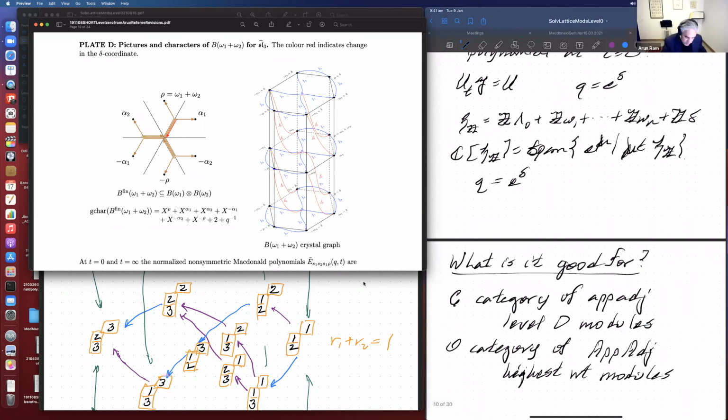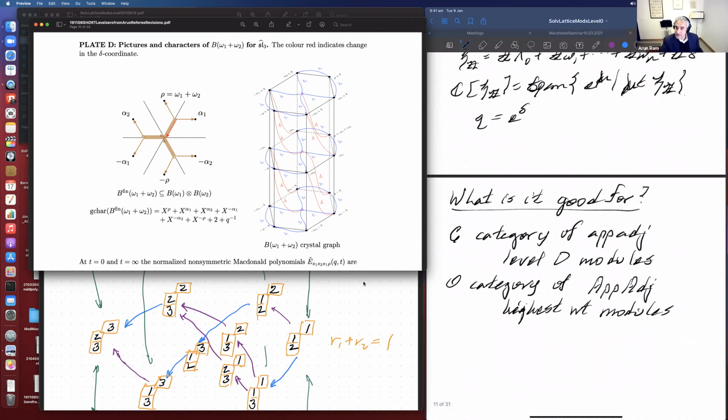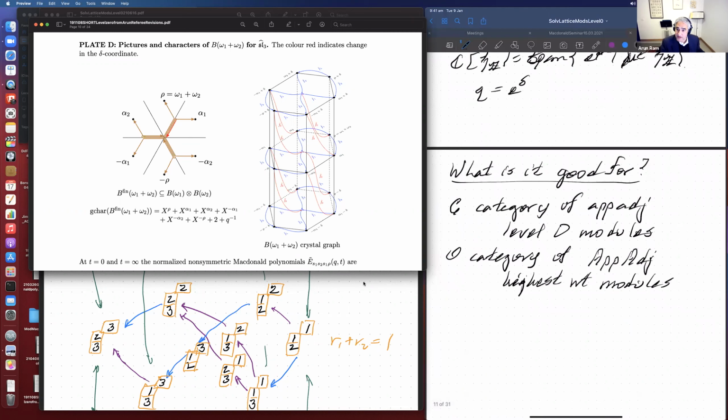App-edge is a word that I use especially when I'm working with the students in the working seminar. App-edge stands for appropriate adjective, which means that I don't know exactly what category I should be taking, but I know that it should probably not be all level 0 modules, but should have some appropriate conditions to make it really nice. And so I think part of the game is to figure out what the definition of app-edge is. But it stands for appropriate adjective.